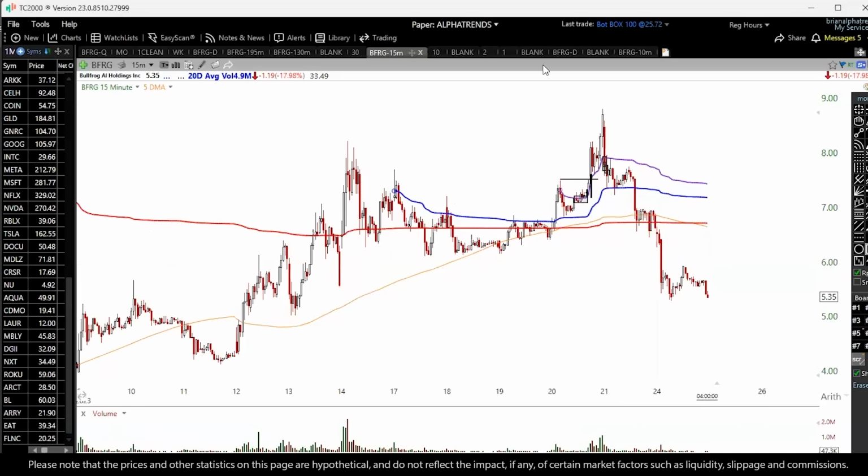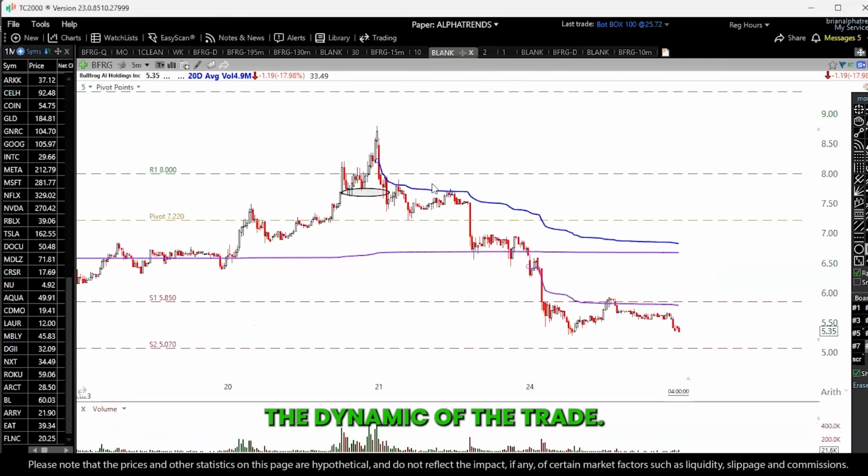So anyways, let's go back to what we were doing. Actually, do you have any more questions about that? No, I was just curious because those are examples of quick hard reversals that basically would change the dynamic of the trade.